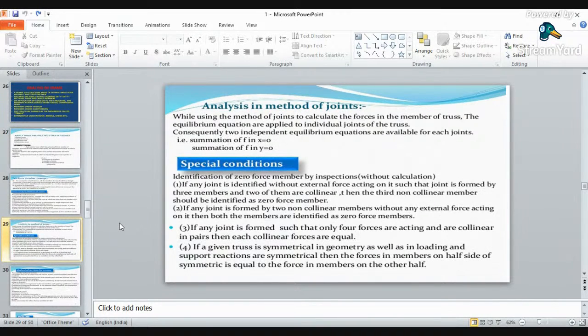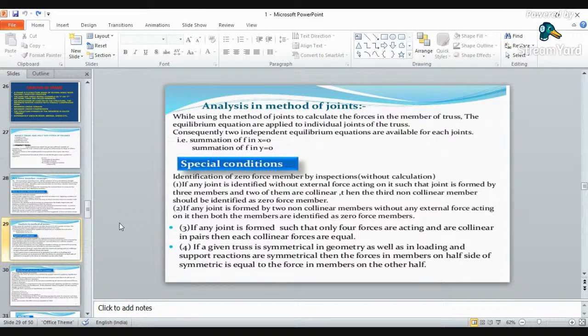Okay, see, if any joint is identified without an external force acting on it, such that the joint is formed by three members and two of them are collinear, then the third non-collinear member should be identified as a zero force member. Okay, if at a joint there are three members, of which two are collinear, then the third one should be a zero force member. Okay, again, if any joint is formed by two non-collinear members without any external force acting on it, then both members are identified as zero force members. If there are two members without any external force, then there will be zero force in both members.